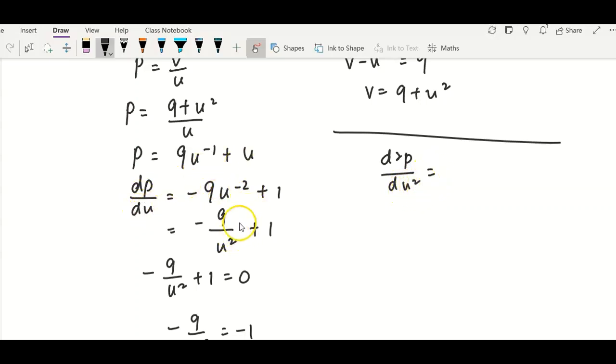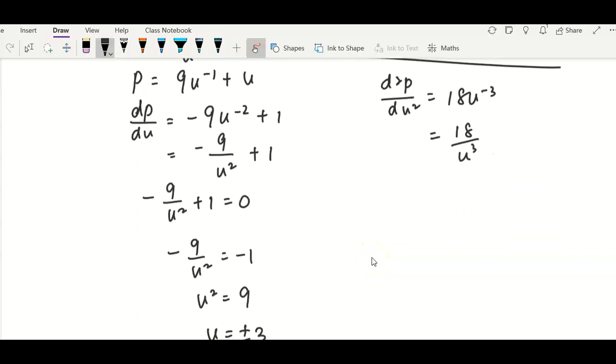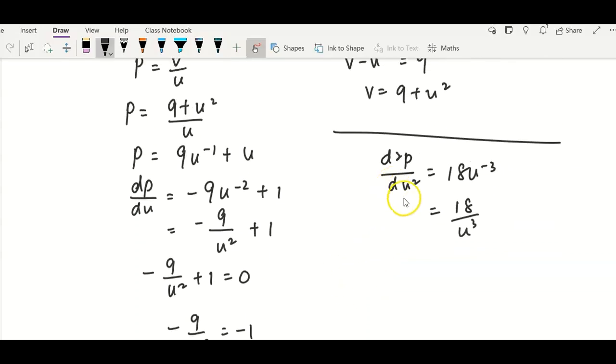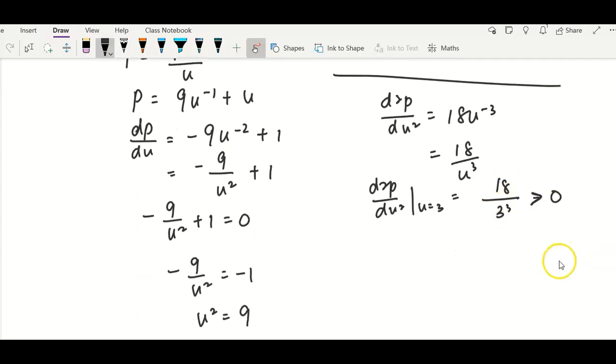d²P/du² equals 18u to the power of negative 3. That is 18 over u cubed. Then I will substitute the u that I got just now, u equals 3, into my second derivative. Then I got a positive value. When your second derivative has a positive sign, meaning that you can make the conclusion that P is minimum when u equals 3.